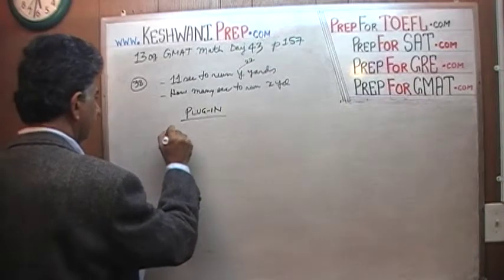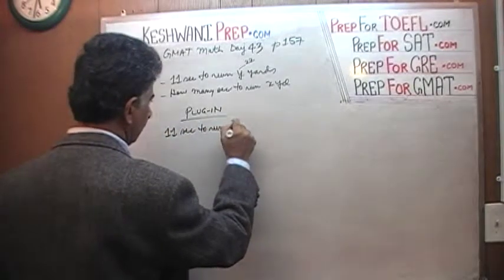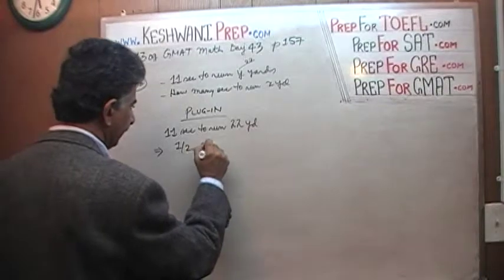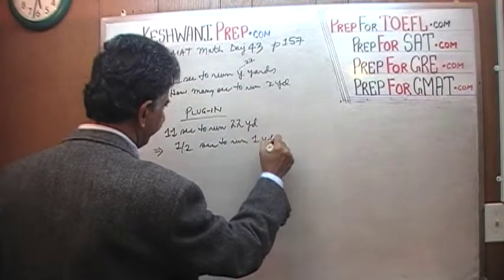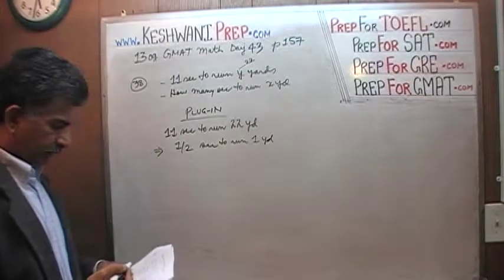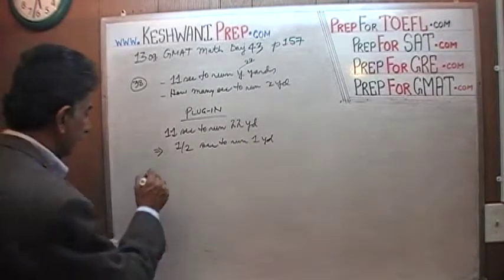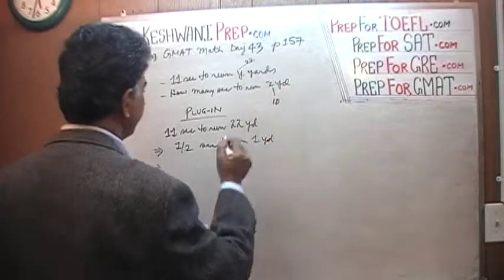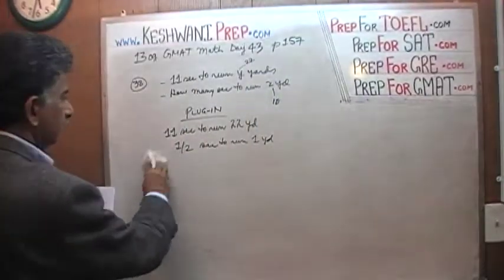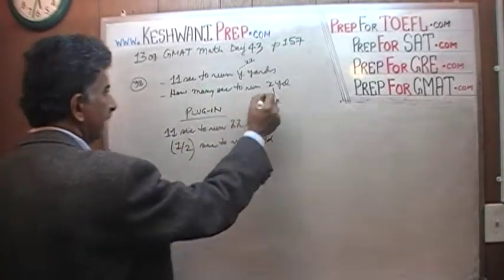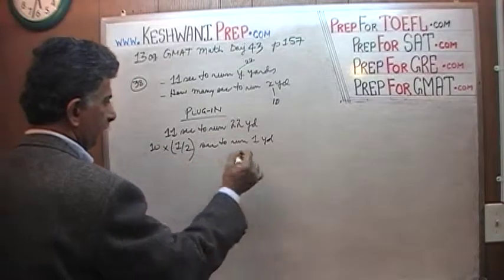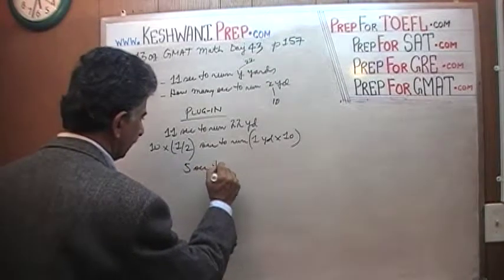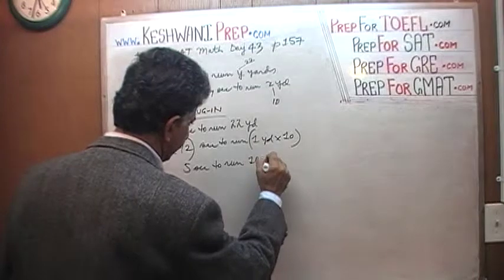Let's pretend he takes 11 seconds to run 22 yards. That would imply that he takes half a second to run 1 yard. Now let's plug in a number for X. How long do you want him to run? Let's make him run 10 yards. If it takes him half a second to run 1 yard, then for 10 yards it will be 10 times as much. 10 times half is 5, so it will take him 5 seconds to run 10 yards.